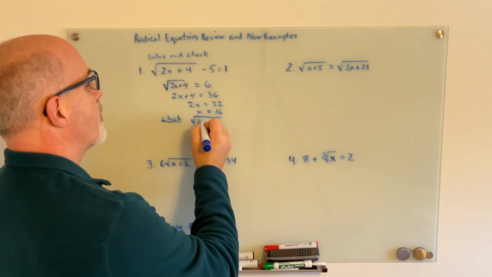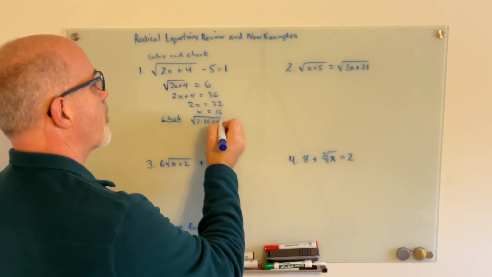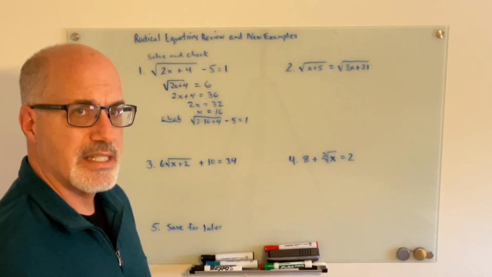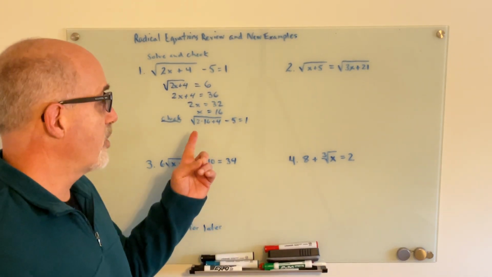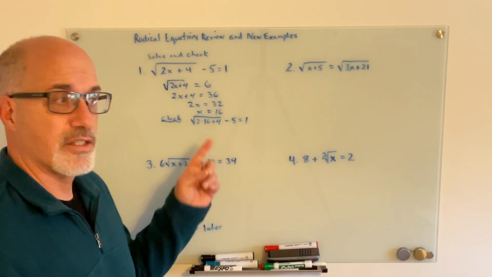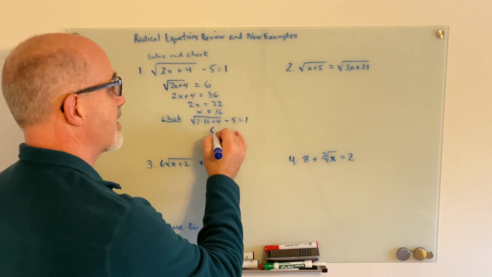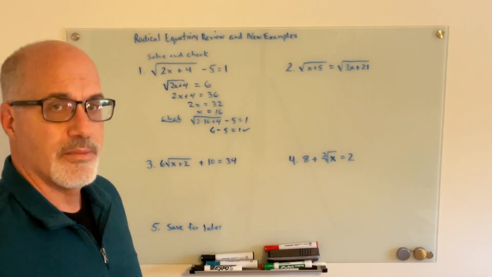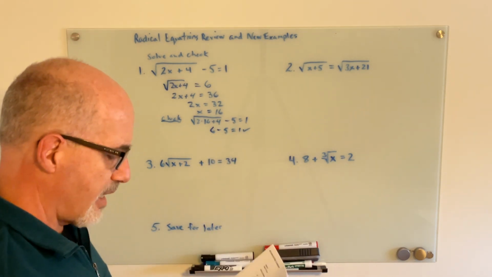Is the square root of 2 times 16 plus 4 minus 5 equal to 1? Well, 2 times 16 is 32. 32 plus 4 is 36. Square root of 36 is 6. 6 minus 5 equals 1. It checks. So we're good. Let's try the next one.